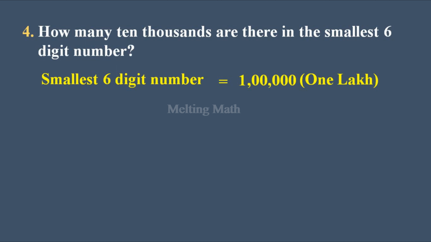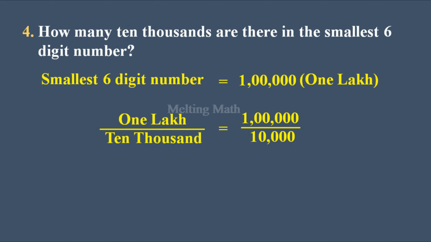Okay, so then go to the question. Here we have to find how many 10,000s are present in this 1 lakh. For finding that, first write 1 lakh, then divide it by 10,000. If you divide 1 lakh by 10,000, you can easily get how many 10,000s are present in this 1 lakh.